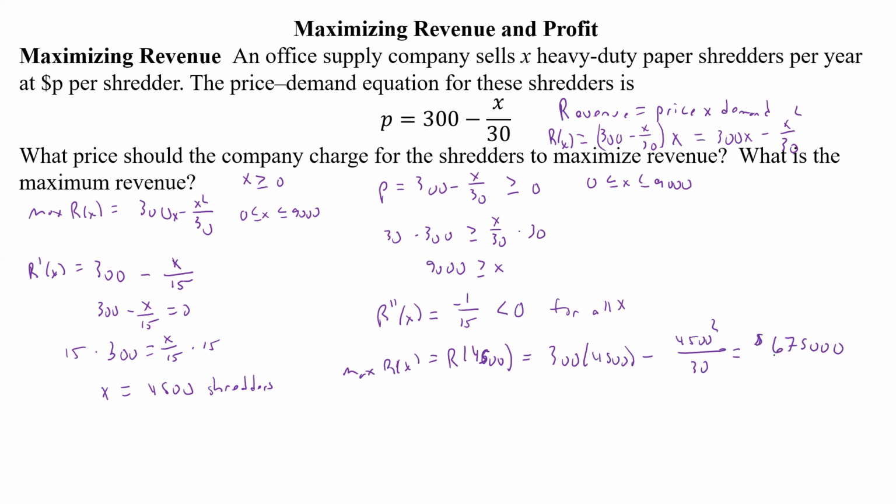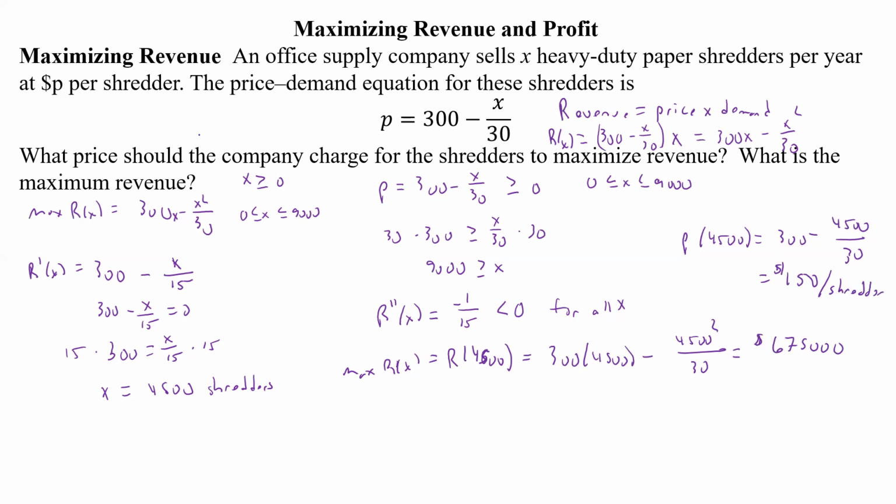So what else do we need? That's the max revenue. We better figure out what the price is. So let's go up here. P of 4,500 equals 300 minus 4,500 over 30. And so that's going to be 300 minus 150, which is 150. So it's going to be $150 per shredder.